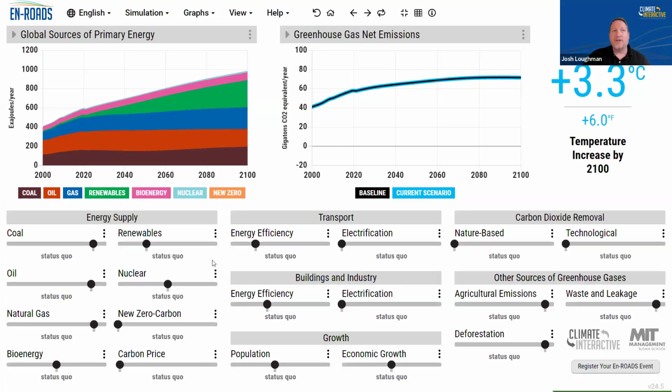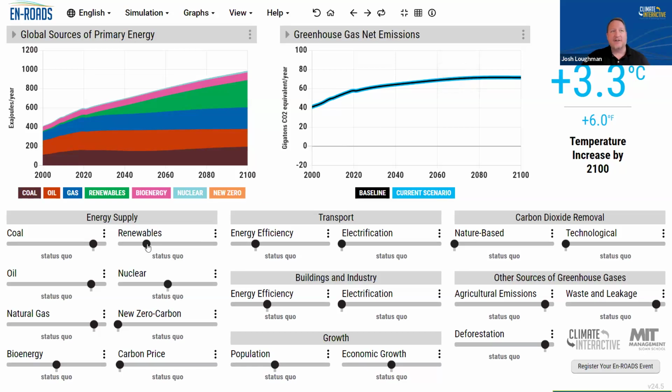sectors. And one of the things that we'll notice is this is all behavior over time graphs, right? We're here in 2024, and these graphs go out to 2100. This first graph of global sources of primary energy has coal, oil, gas, and this widening wedge of renewable energy. So we're already looking at a future, even in our baseline scenario, where there's going to be a significant increase in renewable energy compared to today. And so as we subsidize this, of course, we're going to expect this wedge to increase, which will decrease the amount of fossil fuel sources of energy, which should decrease the amount of greenhouse gas net emissions.